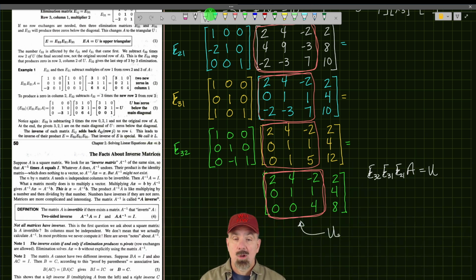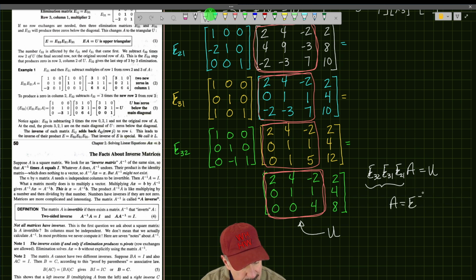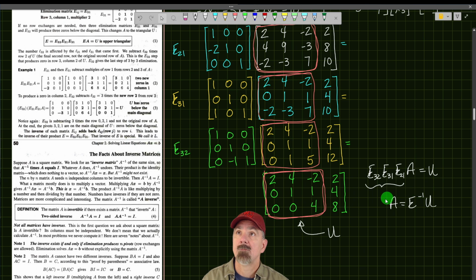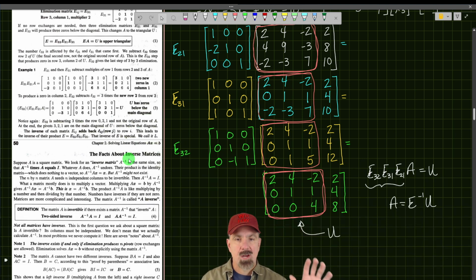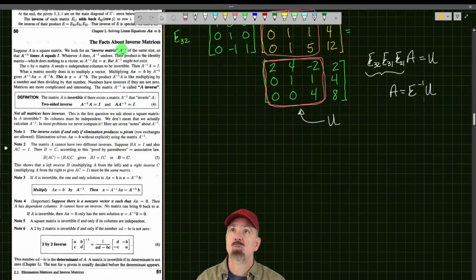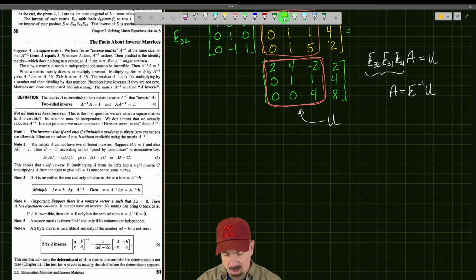So what we need to do now in order to finish up our whole conversation about the LU decomposition is figure out how we can take the inverse of those matrices in order to create A equals E inverse U. That's the whole goal, that's the whole conversation for what we're doing. We'll talk about the specifics of how we do this for our individual matrices here. But first things first, we want to talk about facts associated with the inverses. And again, it's a little bit strange that it's just jammed right here into section 2.2, but that's the way he has it set up, and we're going to go with it.